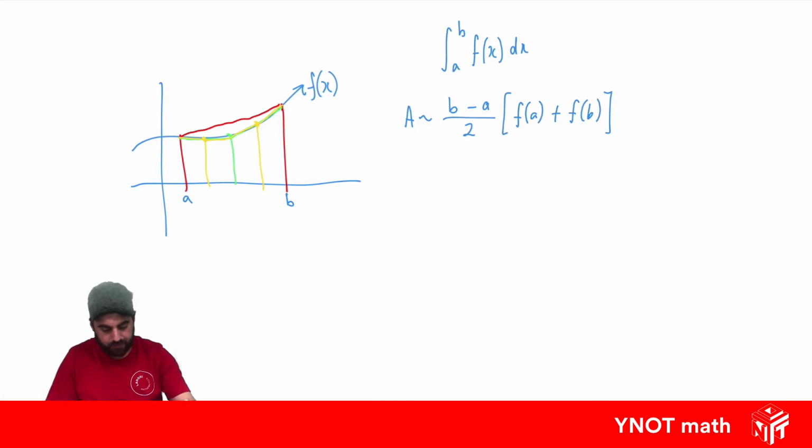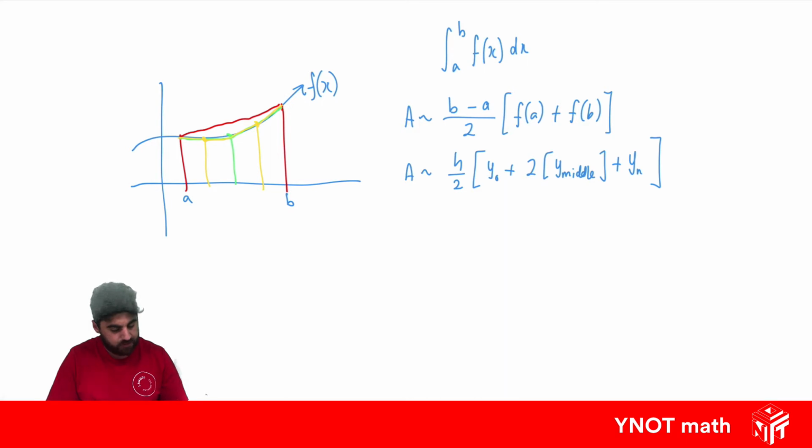Another way is using h over 2, outside of y0 plus 2 times all your middle y values plus yn, which is your last y value.